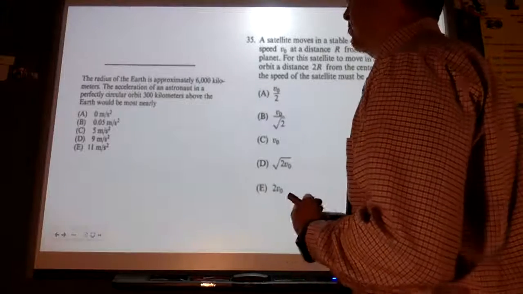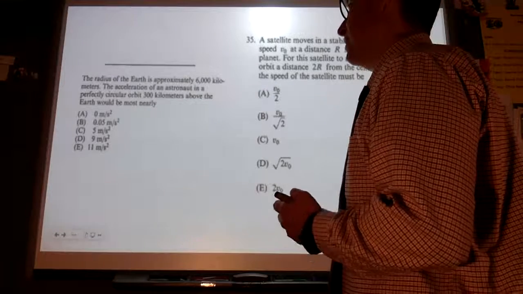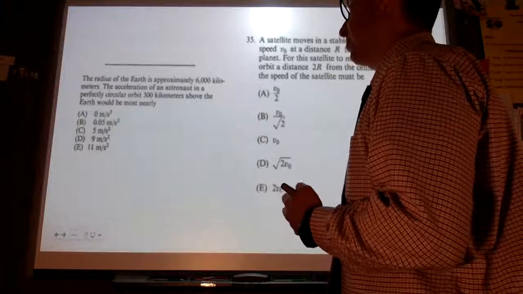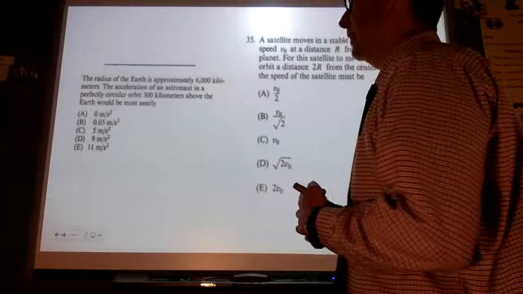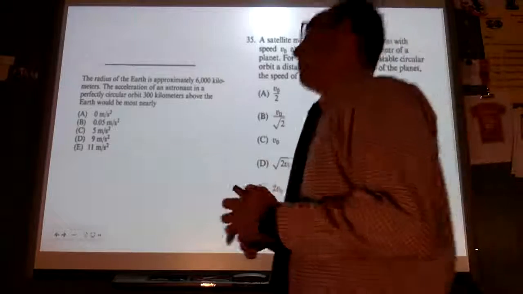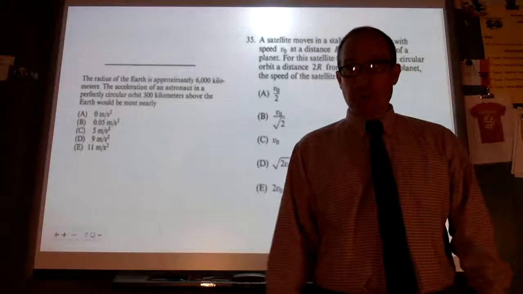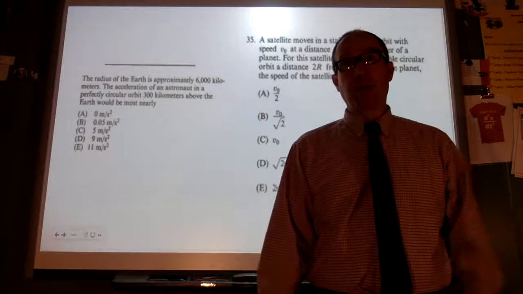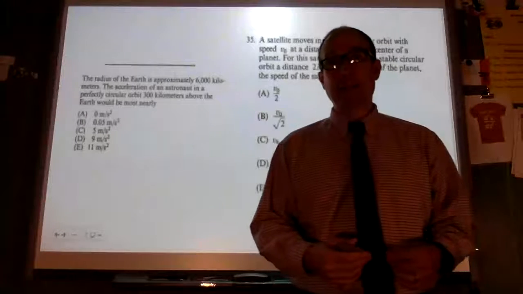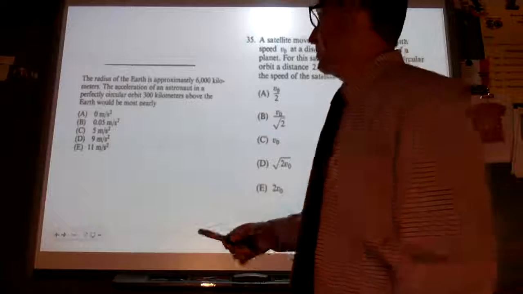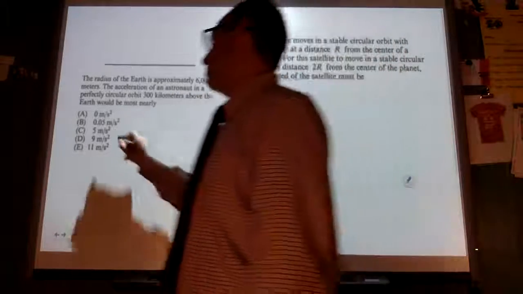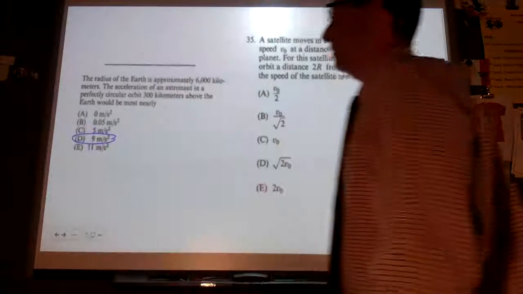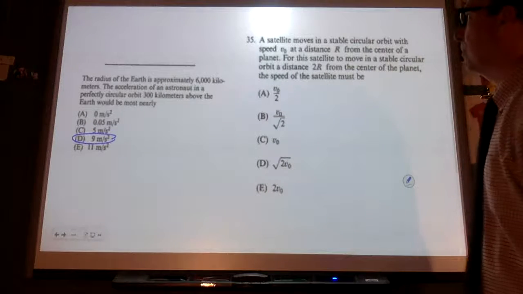The radius of Earth is approximately 6,000 kilometers. The acceleration of an astronaut in a perfectly circular orbit 300 kilometers above the Earth would be most likely what? So you would expect, if you were further away from the center of the Earth, for the acceleration to go down. You wouldn't expect it to go down by much, because compared to 6,000, 300 is not much. So I would expect that to be like 9. No math for that one.